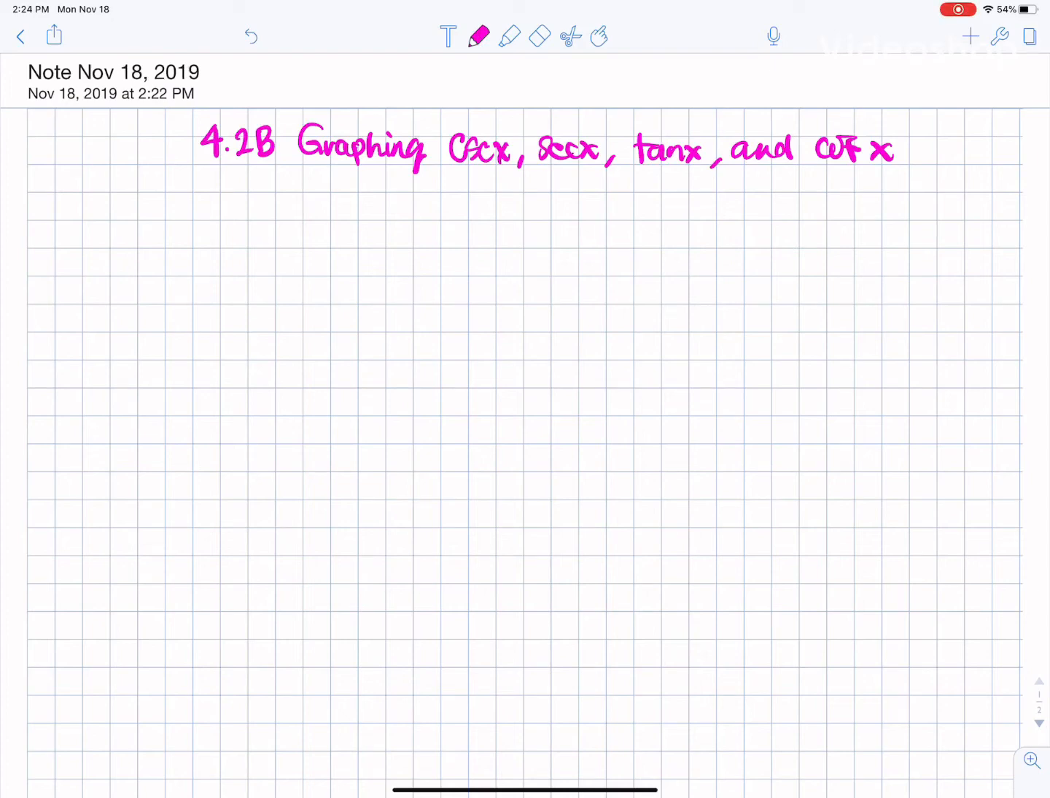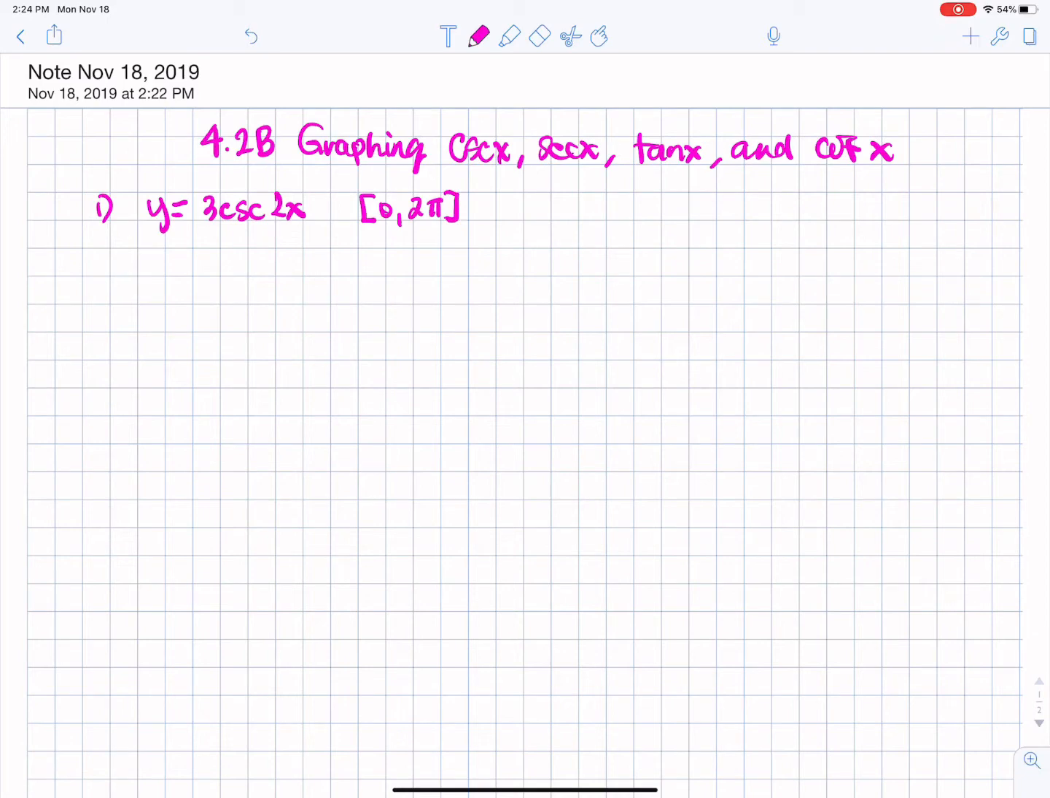4.2 Part B is graphing cosecant, secant, tangent, and cotangent functions. Number 1. Graph y equals 3 cosecant 2x from 0 to 2 pi.